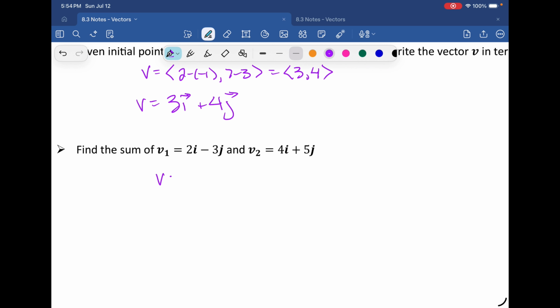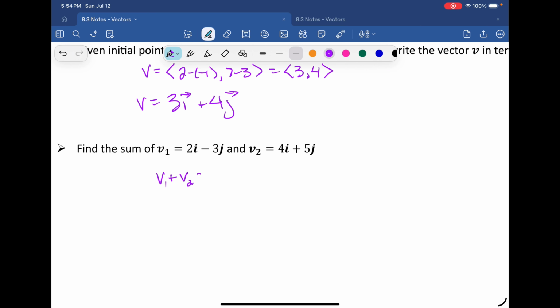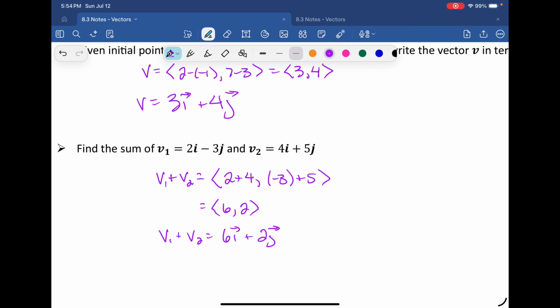So v1, v2, add your x's, add your y's. If you really want to get picky about it, we can put it back in its ij form. That's my problem here: 6i plus 2j.